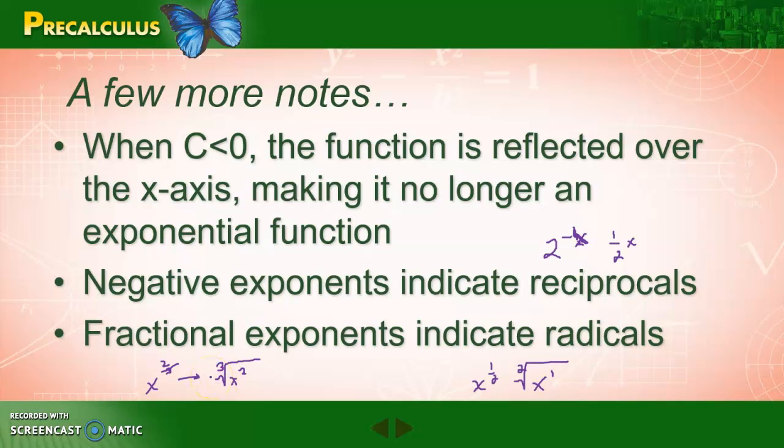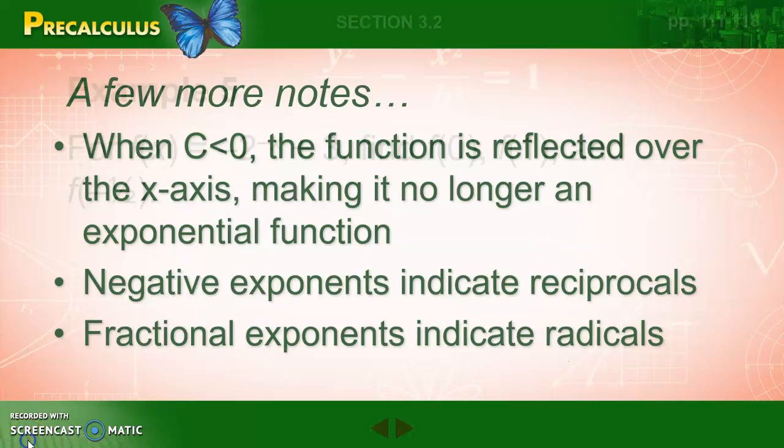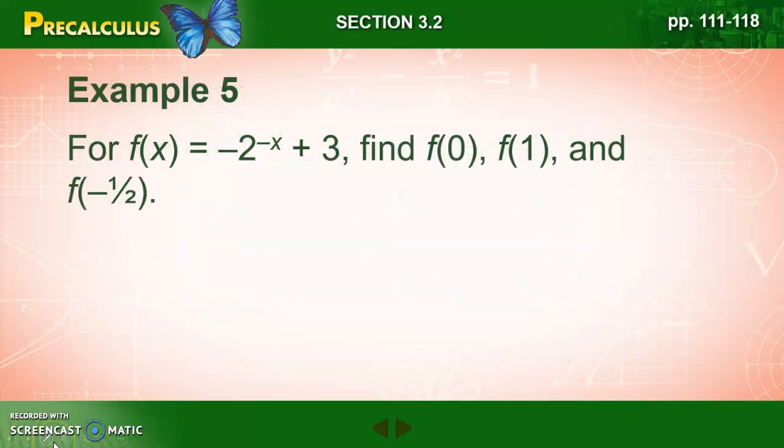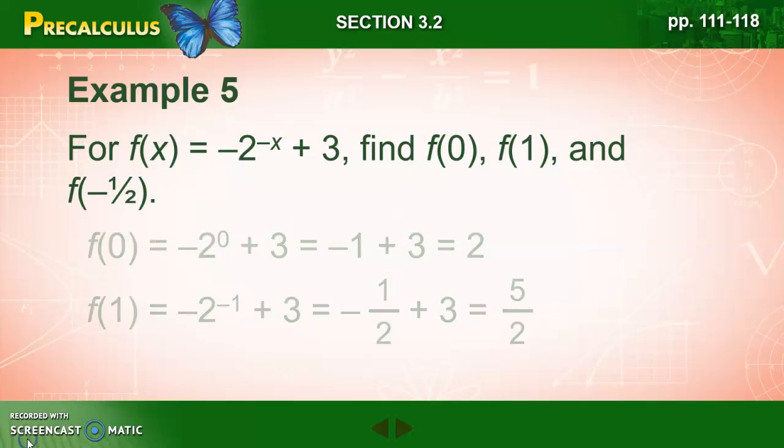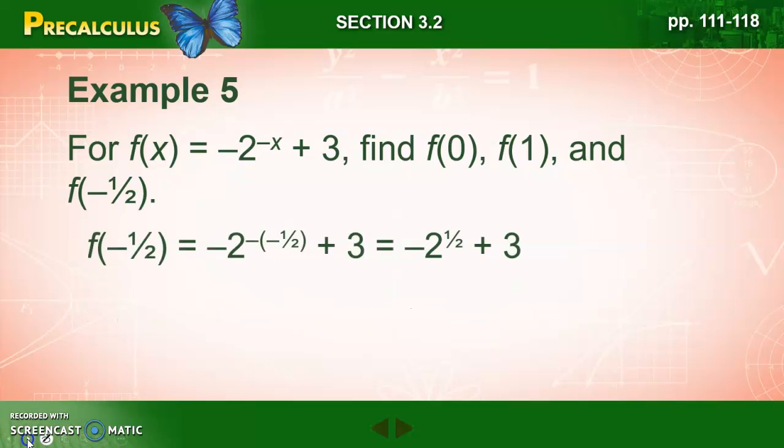Hopefully you've seen that before, and that's a review, but let's take a look at putting that to work in a function. So here's our function, f of x equals -2 to the -x plus 3. Find f of 0, f of 1, and f of -1/2. You can see we've got a negative constant, so we know right away this isn't going to be an exponential function, but we're going to use some information that we know about exponential functions to graph this. So when we evaluate f of 0, f of 1, and f of -1/2, we're going to get these values.